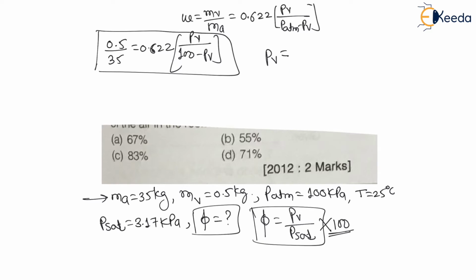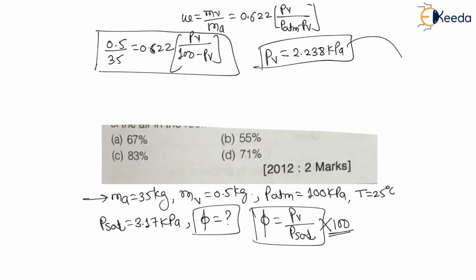You can do this aptitude, and if you are not able to solve such type of aptitude, then it is a big problem for you. You have to practice more and you have to improve yourself for the competition, right? Therefore, vapor pressure is equal to 2.238 kilopascal. This will be vapor pressure.